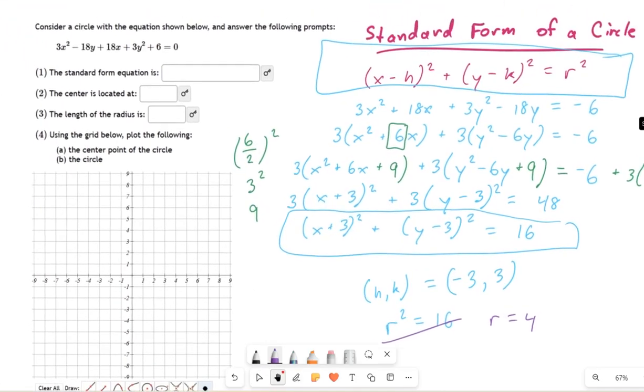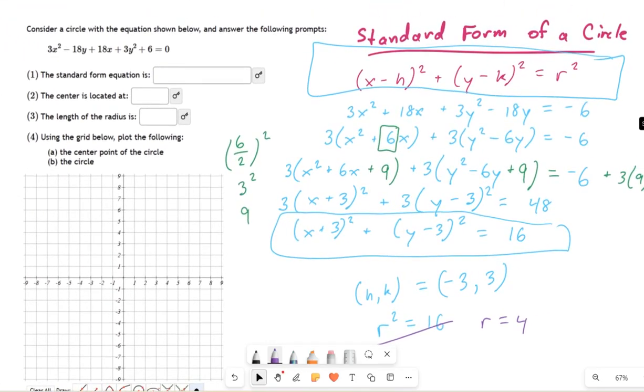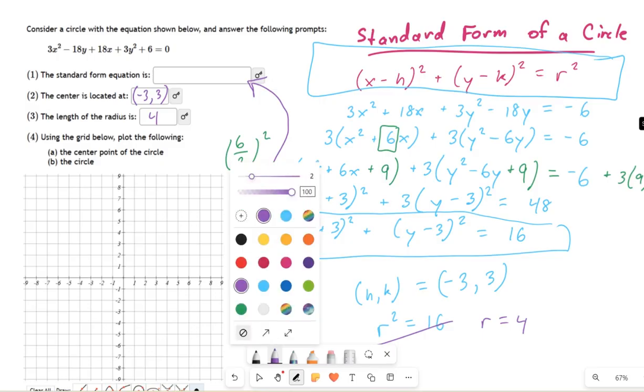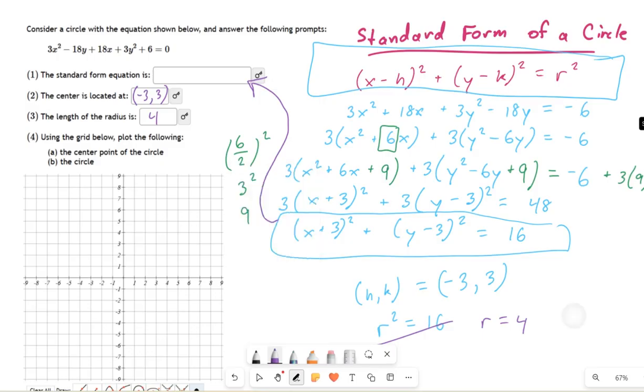Now, those are some of the things this problem was asking for. It wants the standard form of the equation, which is this thing I wrote right here. It wants the center point location, which is going to be in coordinate form, negative 3 comma 3. It wants the length of the radius, that's 4. And now all that's left is to just draw a nice circle.